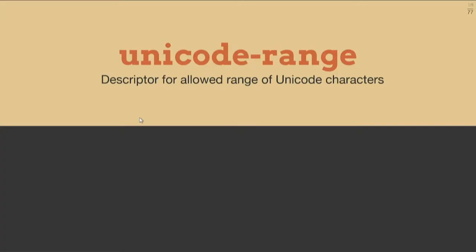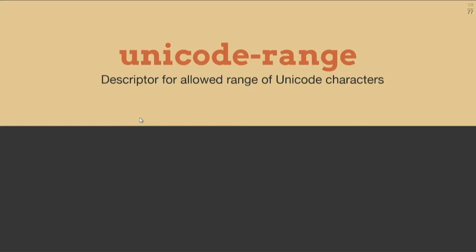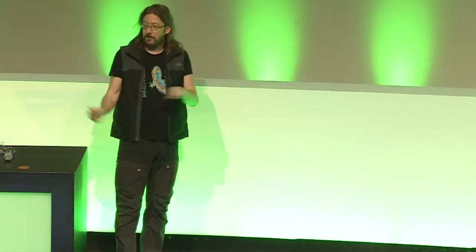You use a thing called Unicode range. Has anyone heard of this one? Excellent. Very good. So it's a descriptor. It's something you put on a font, and you say, what is the range of Unicode characters you can use? It does not guarantee that they're all available. What it's actually saying is, don't use anything I didn't list. So the initial value for that descriptor is all of them, but you can subset it down.